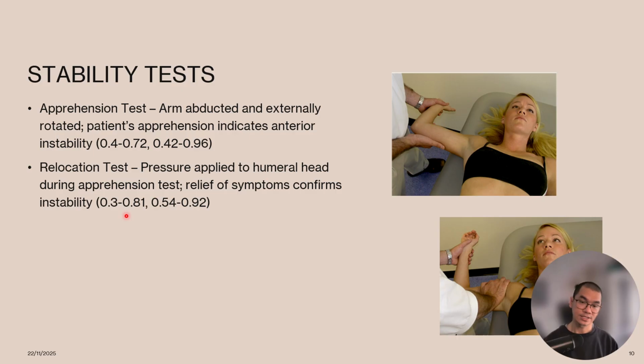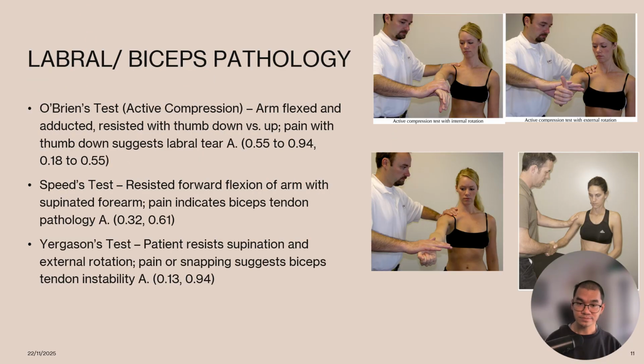For stability, the tests are apprehension and relocation tests. These tests have relatively low sensitivity. However, if it is negative, their specificity is really good, as you can see, 0.96 and 0.92 here. And the final bit is labral or biceps pathology. This is for testing if there is any tear within the labrum. We can see that there are 3 tests I mentioned, so we need to be able to demonstrate that in the exam.